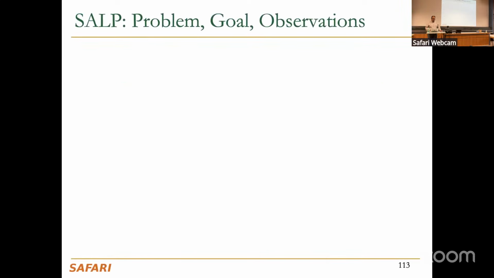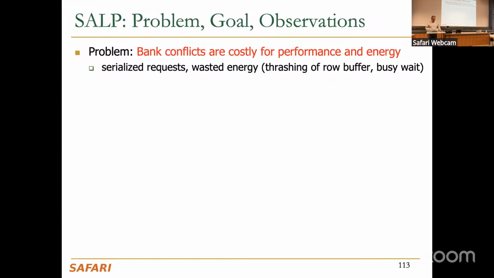So the problem, goal, and observations, I will go over quickly. Bank conflicts are costly for performance and energy. In DRAM architecture, as you remember from our pictures, several subarrays are inside one bank, and they share the same row decoder. So when you are accessing a subarray, you cannot service other accesses which could go to another subarray.